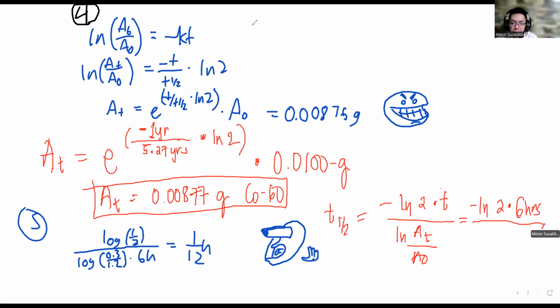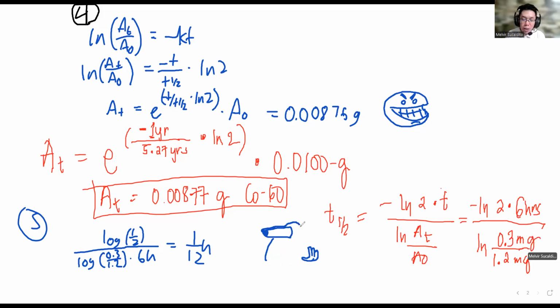Over ln, what's your original mass? 1.2. And then the other one is the left mass. So after 6 hours, it became what? How many milligrams? 0.3. Okay, evaluate that, calculate it, so we can at least compare. This one is in hours, then convert that into minutes. So the formula was right.